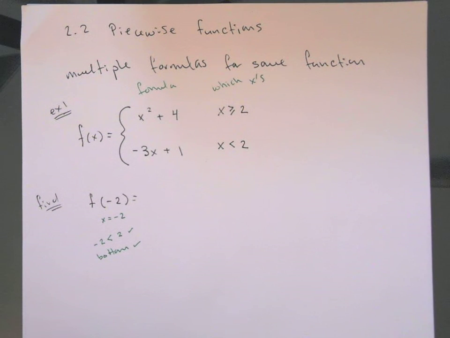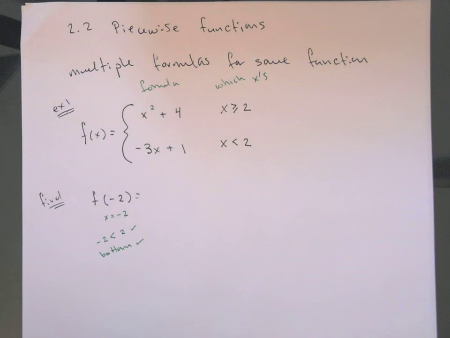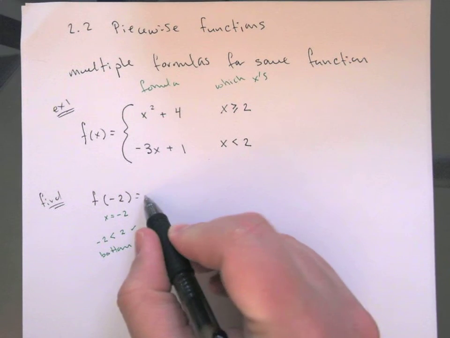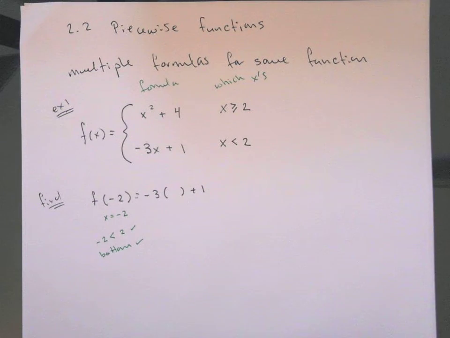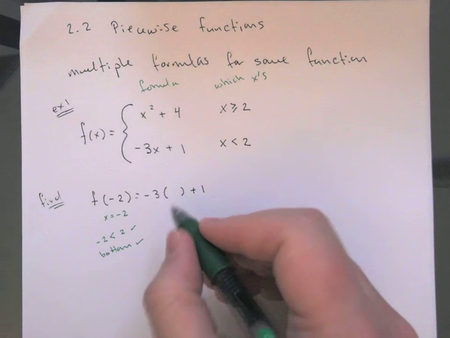We're going to use that negative 3x plus 1. That's going to be the formula that we sub into. So this is going to be negative 3 times our x plus 1. The x we use, of course, is just the number that we're subbing in, the negative 2.